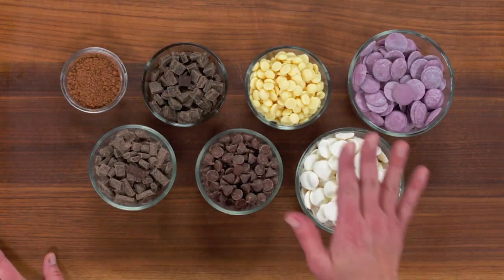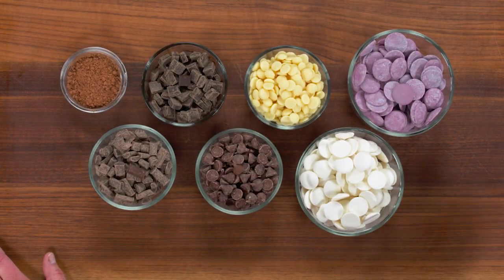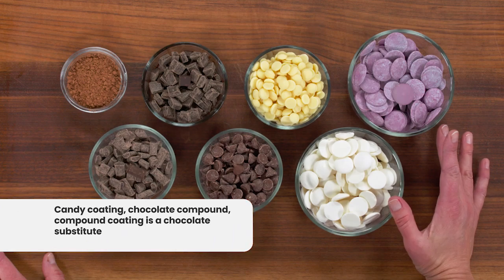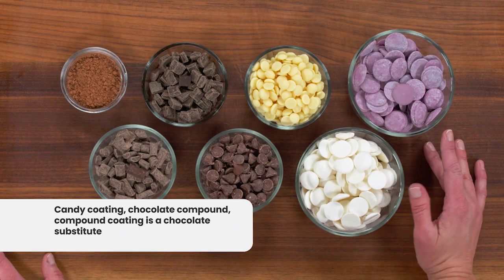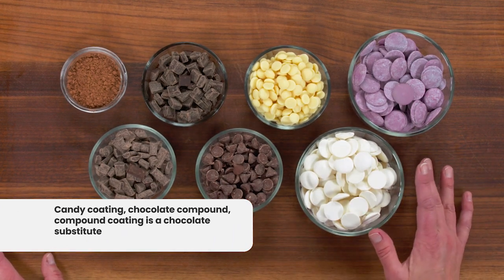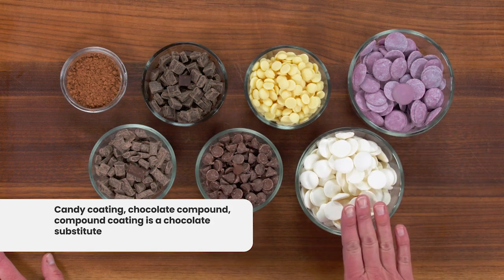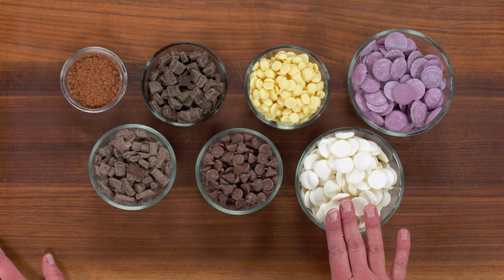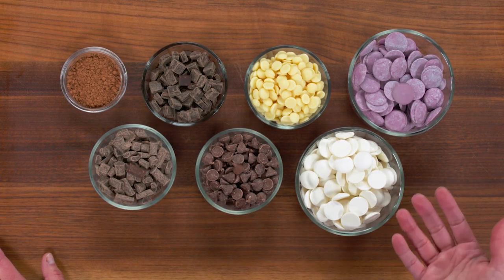Now, in addition to real chocolate, we have what's called a candy coating or a chocolate compound. Now, these types of chocolates come in white, which is what I really enjoy using because it's the purest of the colors.